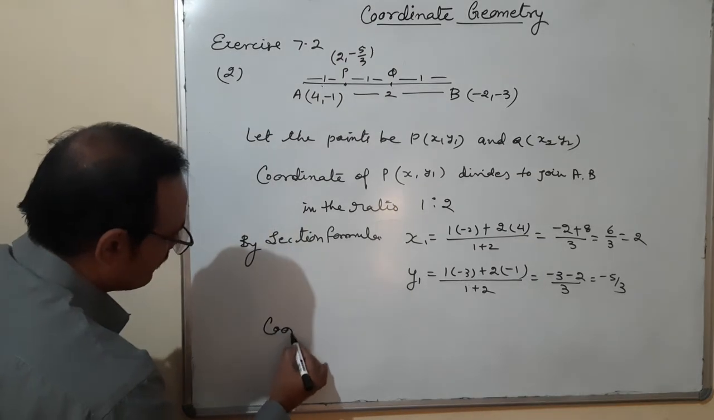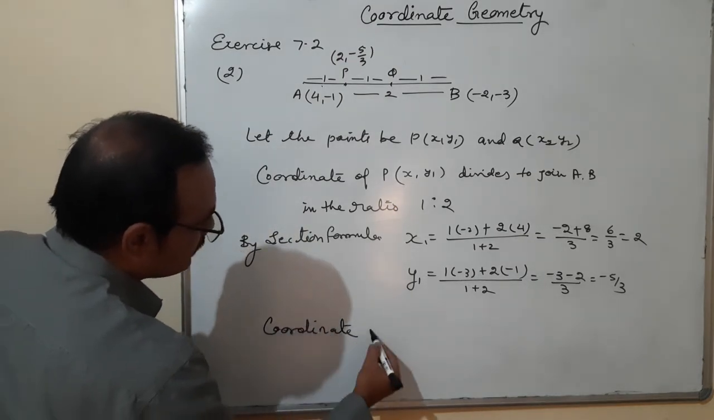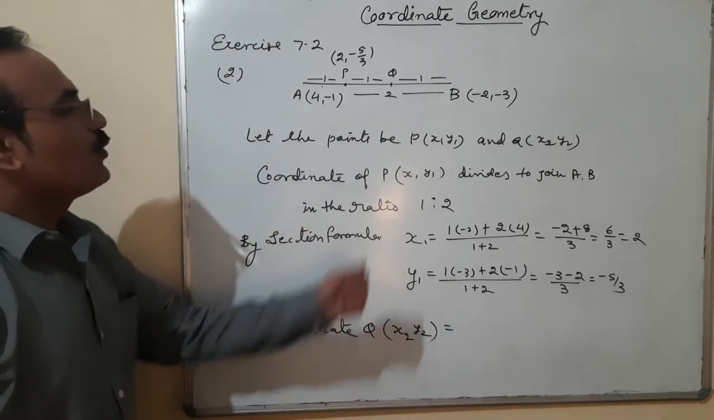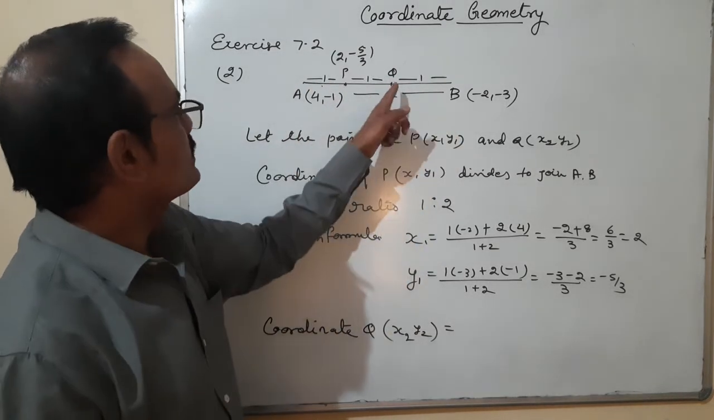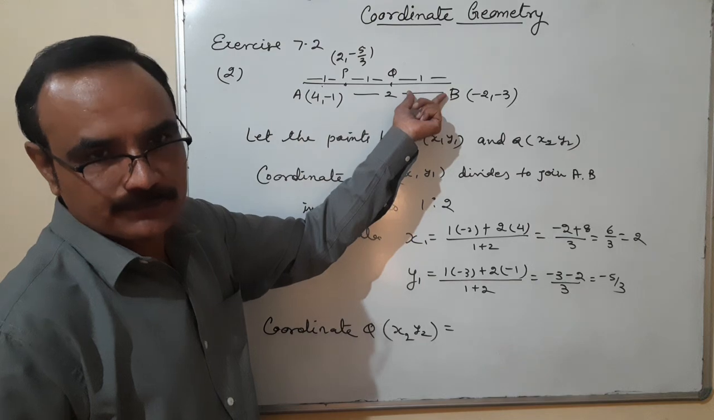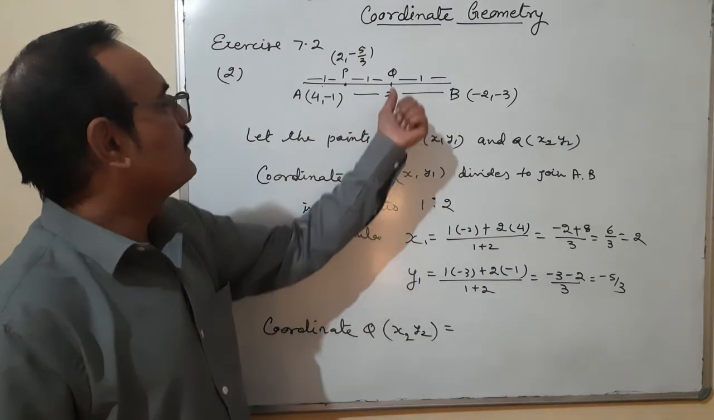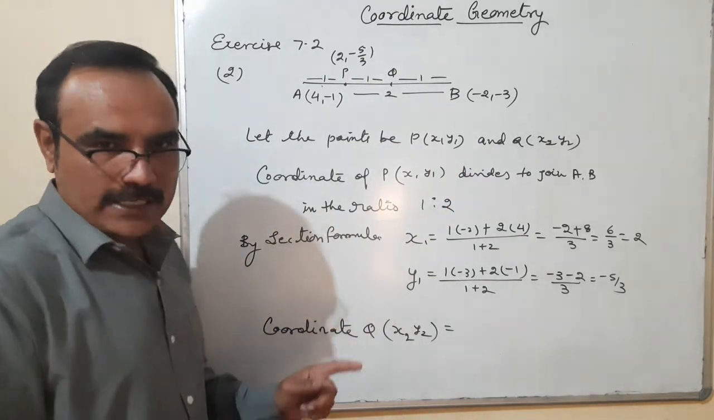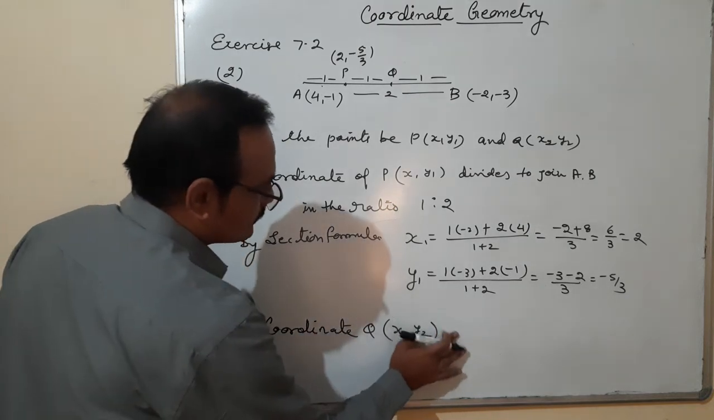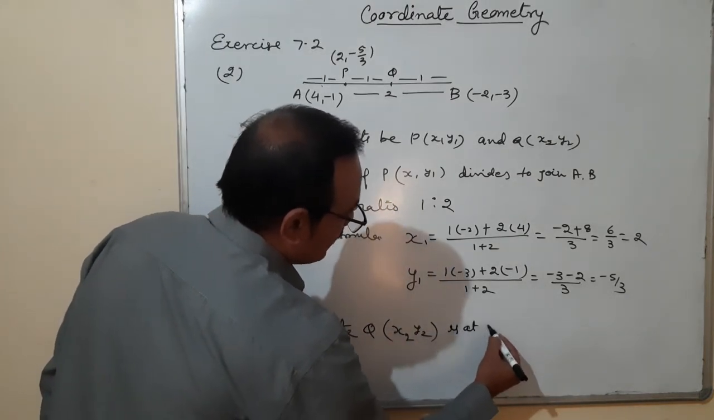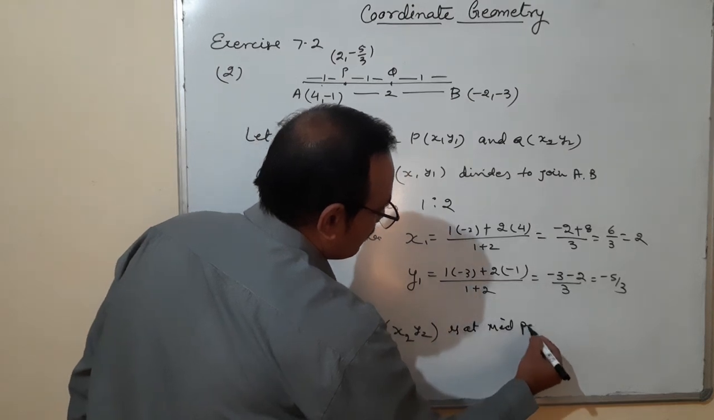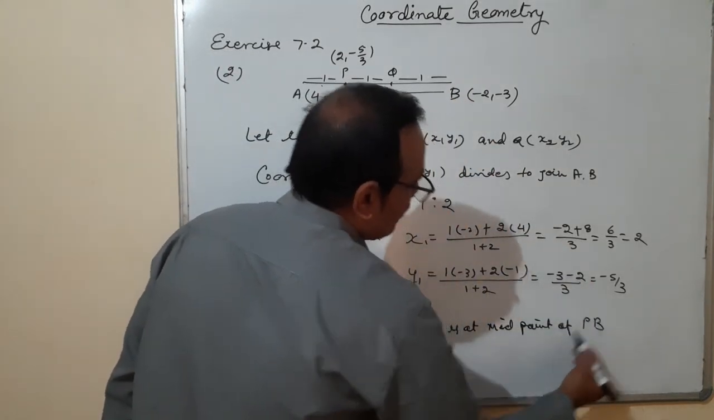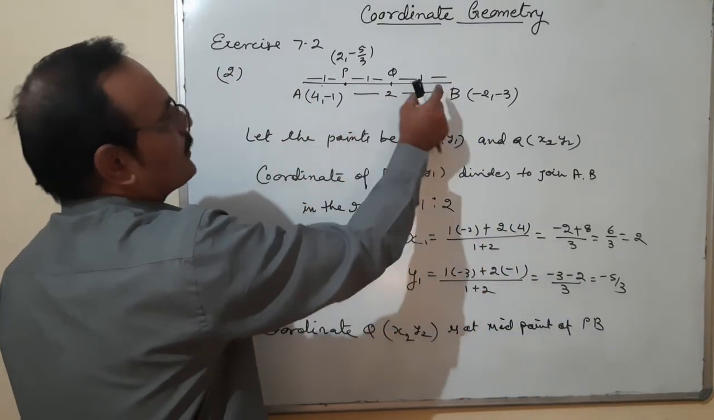Coordinate Q, x2, y2. This Q is dividing in the ratio 2:1. Or the second thing which we can do here, Q is at the midpoint of PB. The coordinate of Q is at the midpoint of PB. This Q is at midpoint of PB, 1:1.